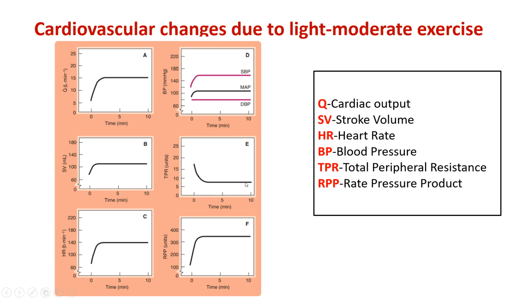Because of the drop in the total peripheral resistance, more blood reaches the muscle. The rate pressure product is an indicator of the myocardial workload, and that also increases during acute exercise.